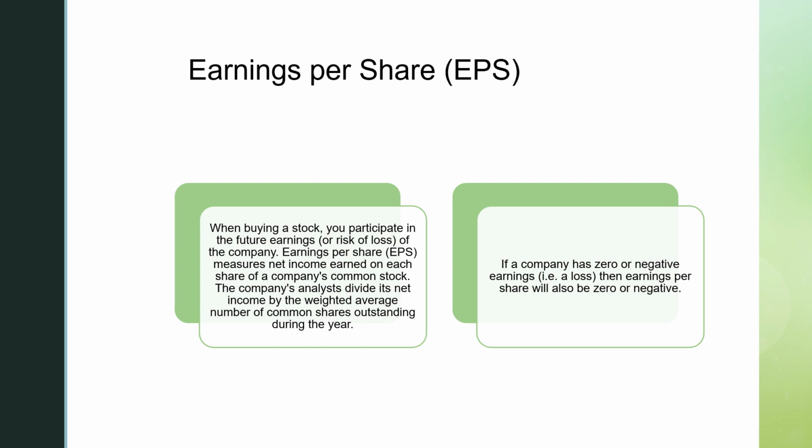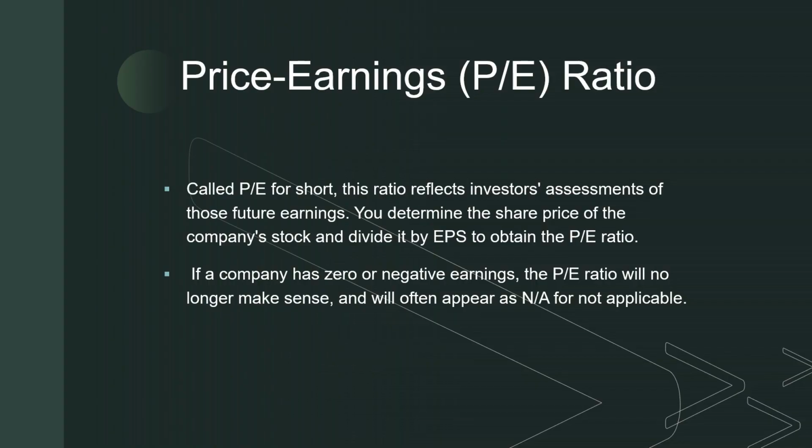When we say earnings per share, when buying stock, you participate in the future earnings of the company. Earnings per share measures net income earned on each share of a company's common stock. The common analysis divides net income by the weighted average number of common shares outstanding during the year. If a company has zero or negative earnings, then earnings per share will also be zero or negative.